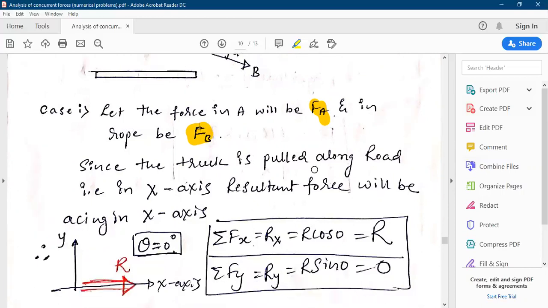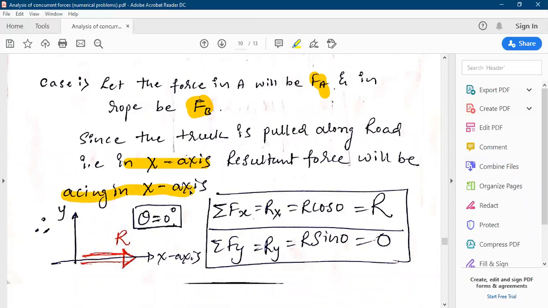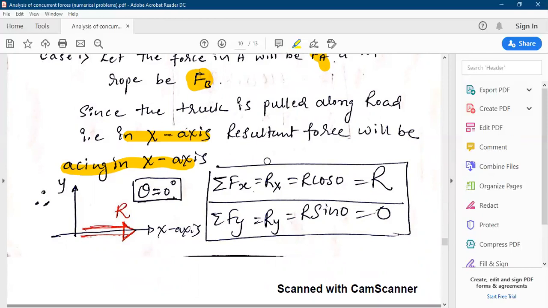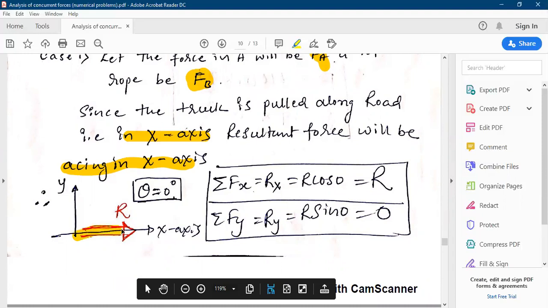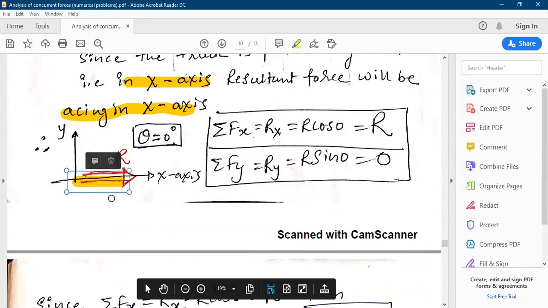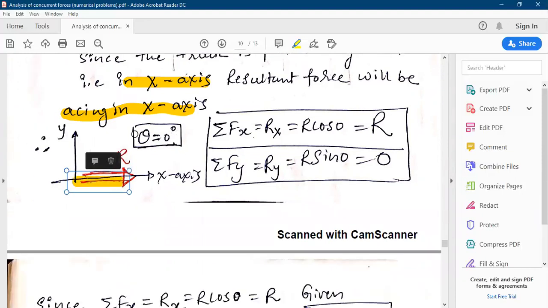Since the truck is to be pulled along the road, that is the x-axis, the resultant force will be acting along the x-axis. If we have to pull the truck, we have to apply the force along the x-axis, along the horizontal plane, with rope A and rope B applying forces FA and FB. By applying this force along the x-axis, the complete resultant will be acting along the x-axis. Its inclination with respect to the x-axis is 0 degree.